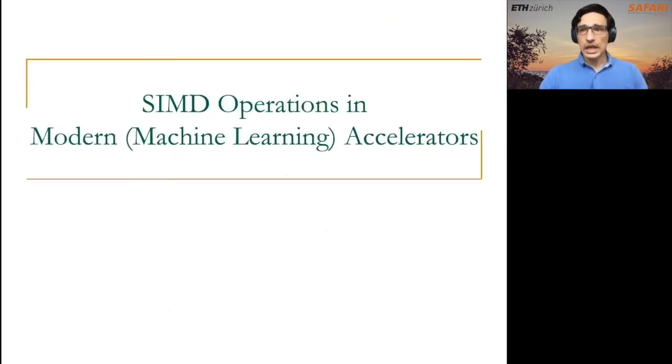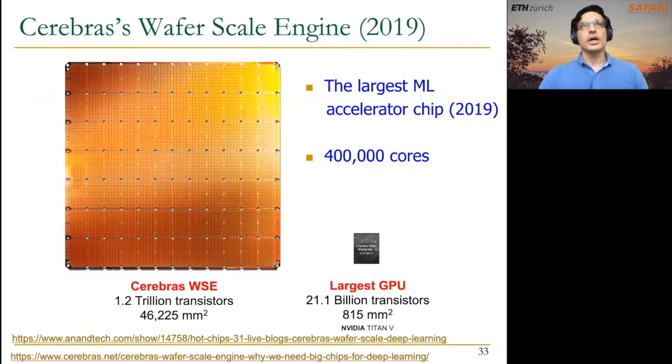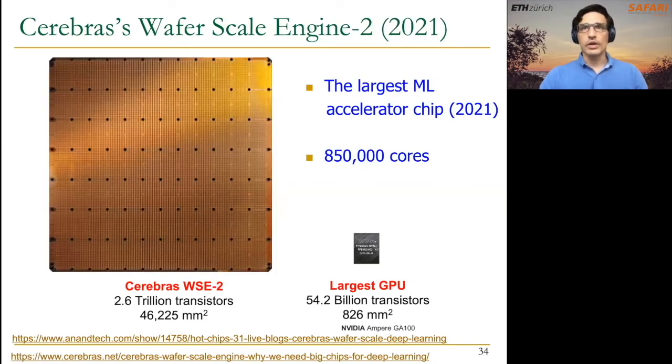So let's see another example: SIMD operations in a modern accelerator, a machine learning accelerator. This is kind of optional material for sure. You have seen this Cerebras Wafer Scale Engine that Professor Mutlu has shown in a previous lecture. It's an amazing computing platform with 400,000 cores in its 2019 version. The new version launched in 2021 has more than twice the number of cores, and as you can see, compared to the largest GPU, for example, it has several orders of magnitude more transistors.